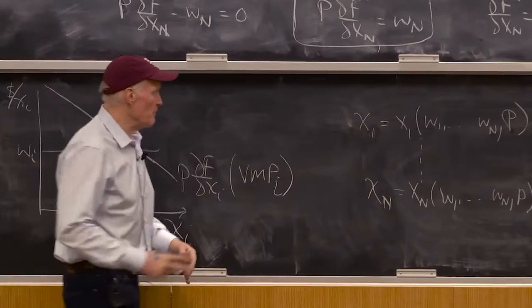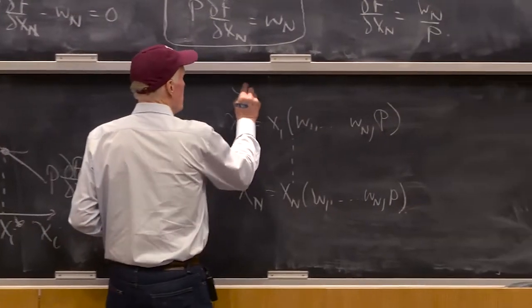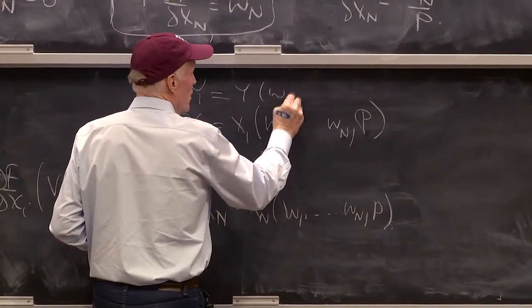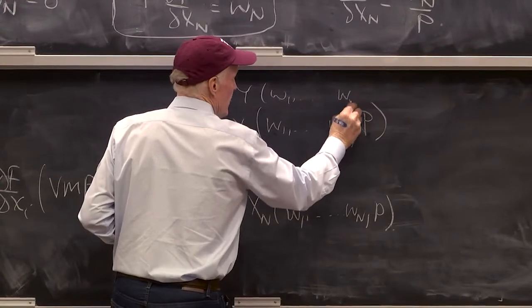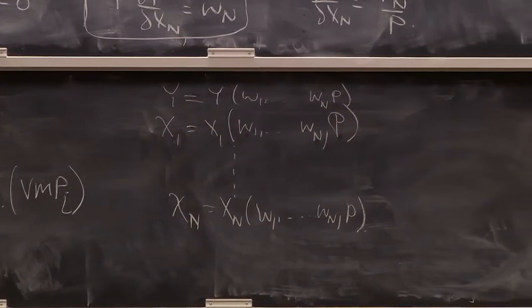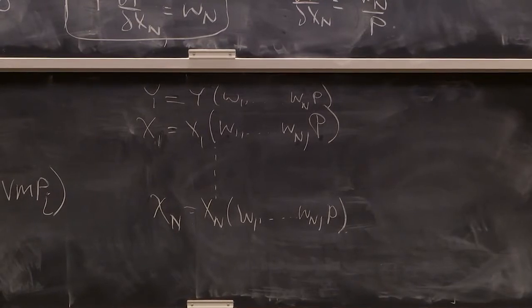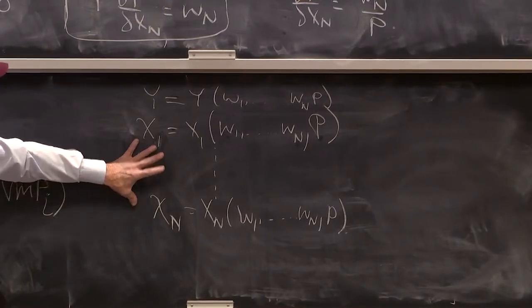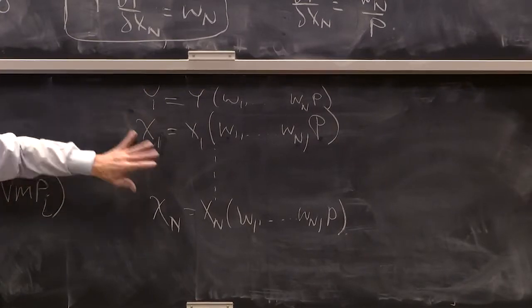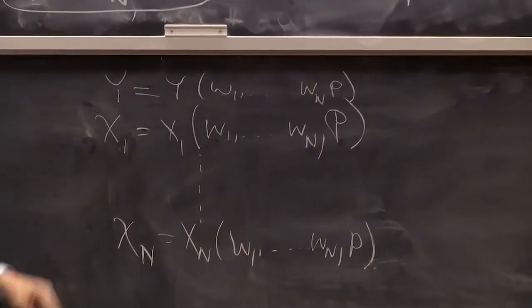Now, you can also get what we'd call a supply function, y equals y of W1 up to Wn and P, right? That is, there would also be a resulting supply function. Of course, once I know the factor demands, I know the supply function, because I just plug these back into the production function, and that'll give me the supply function.